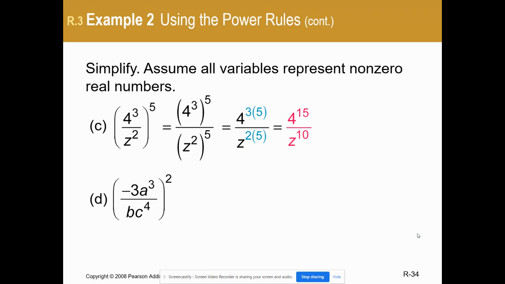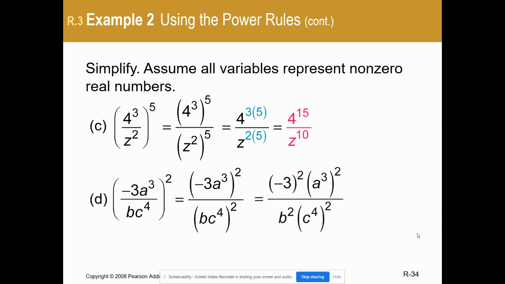On the bottom, I have -3a to the 3rd power over bc to the 4th power squared. Each item inside the parentheses has the exponent 2 applied to it. So the -3, the a to the 3rd power, the b, and the c to the 4th power all have that 2 exponent applied to it, which is how we end up with 9a to the 6th power, b to the 2nd power, c to the 8th power.